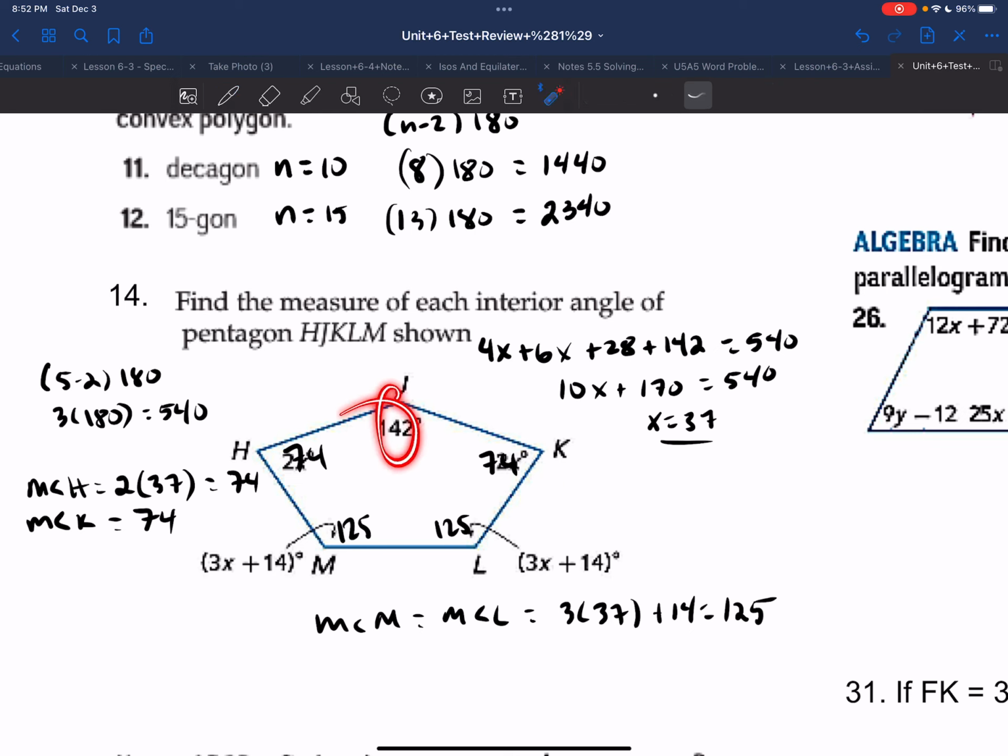If I add all these up, that's going to give me 540. That's how you can check your work. Okay?